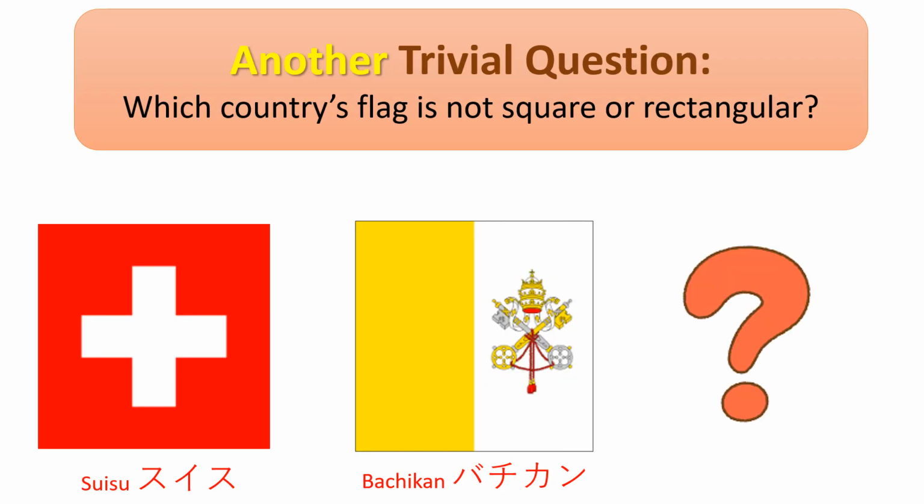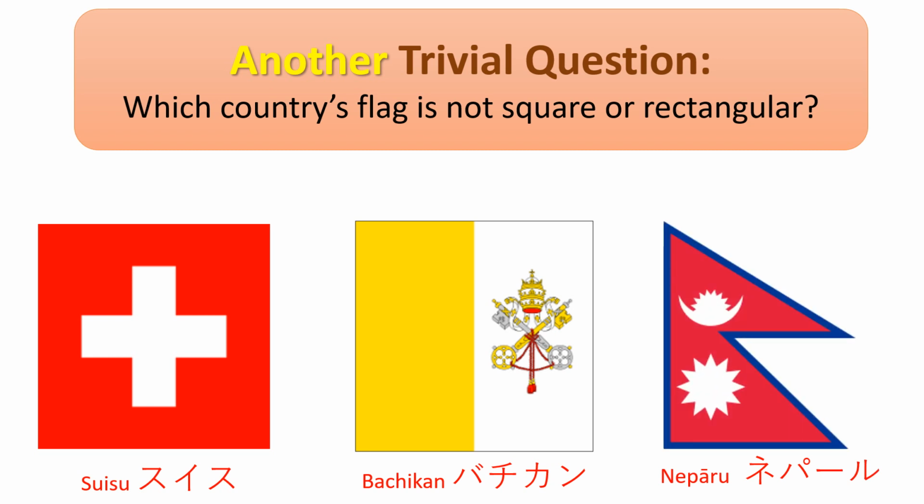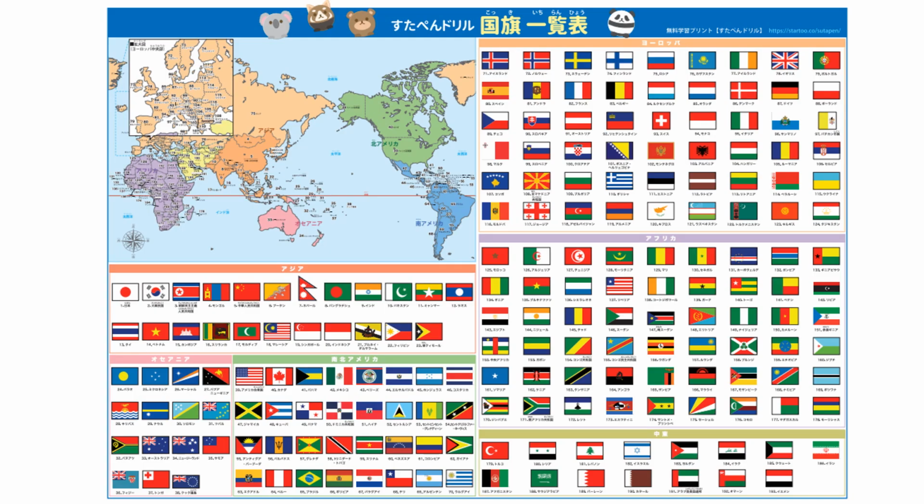One more trivial question. One country doesn't have a square or rectangular flag in the world. Which country is it? 何ですか？ネパール、Nepal. Very interesting shape. 面白いですね。Now, can you spot Nepal's flag on the screen?